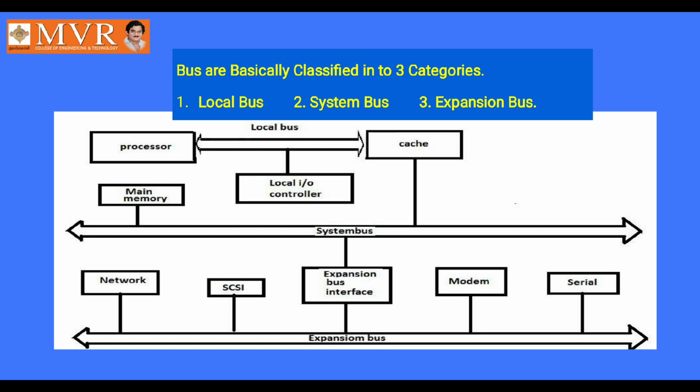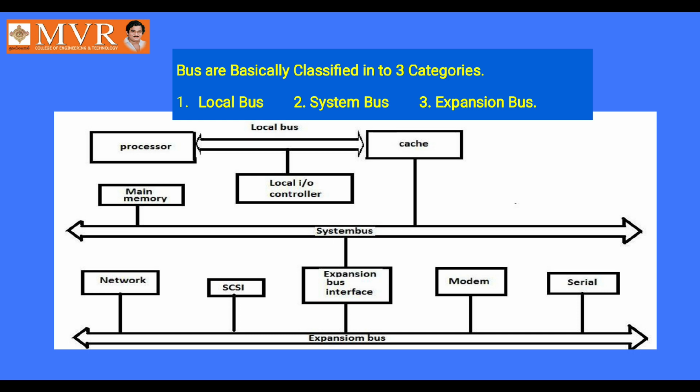You can see in the diagram, the local bus is communicating data between the processor and the cache and local I/O controllers. So what is this cache? You might have learned about the cache memory. It is used to store the data temporarily for easy access.